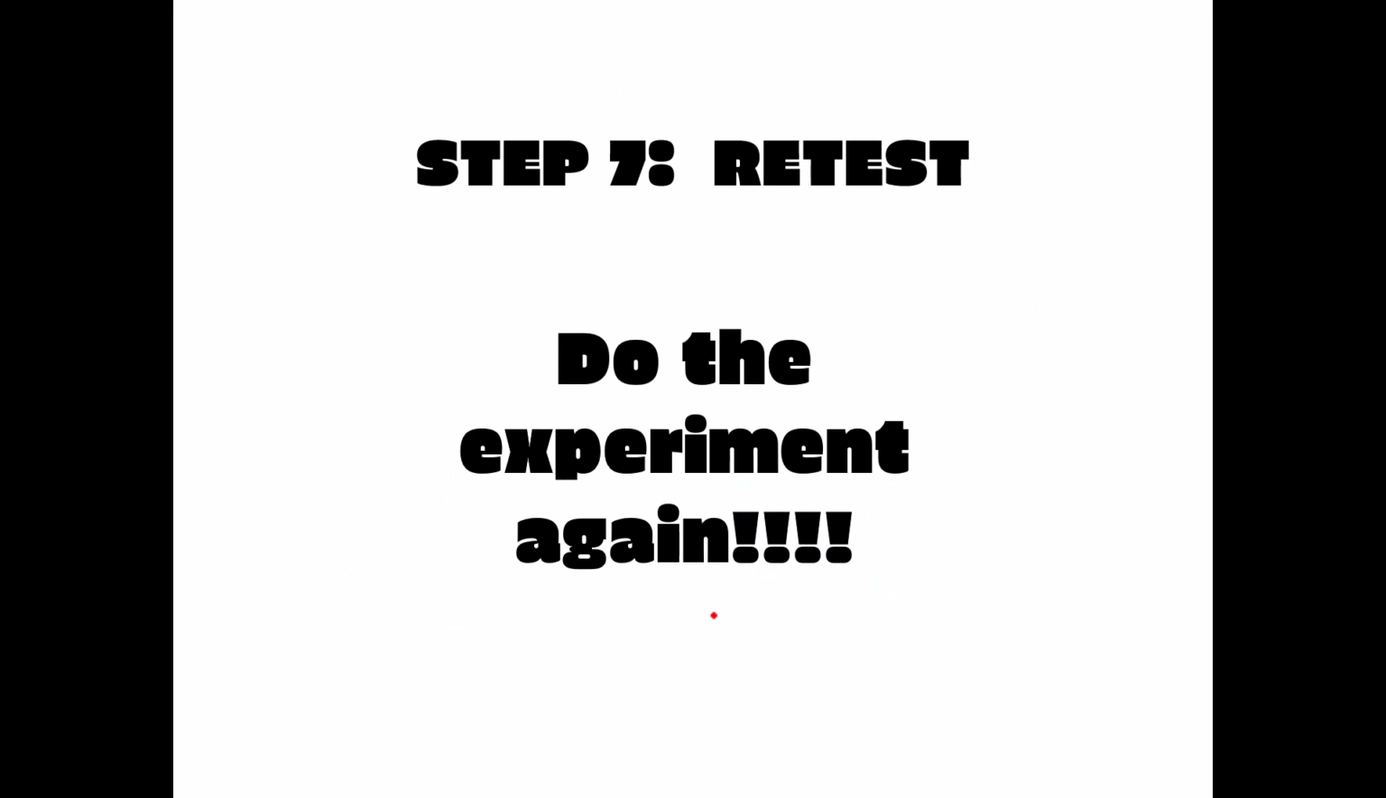Then last but not least, retest. Do the experiment again. I don't know about you, but usually the first time I try something, I mess it up at least a little bit. So we're probably going to mess something up, and that's okay. So we want to go back and see if our results are congruent, very similar to our original test. And if they are, then we can say, yes, this is a valid test. If not, then we have to go back and figure out what we did wrong.